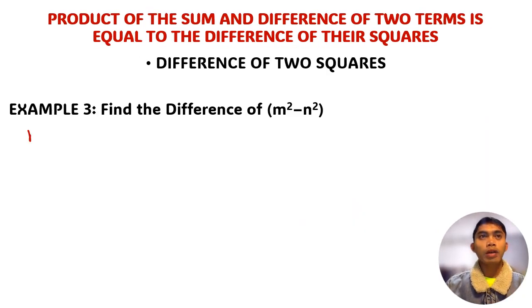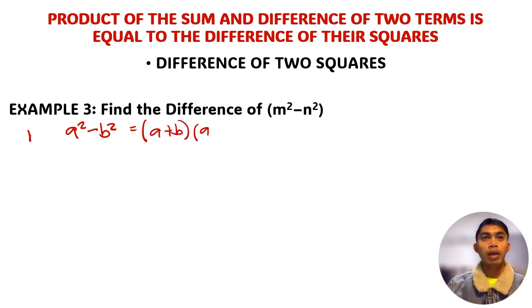Okay, so let's have an example for the difference of two squares. Example number 3: we need to find the factored form of m squared minus n squared. Remember that our formula is a squared minus b squared is equal to a plus b times a minus b. Our a, or the first term, is m squared, minus the second term, n squared. So directly, we have the given steps on how to find the answer.